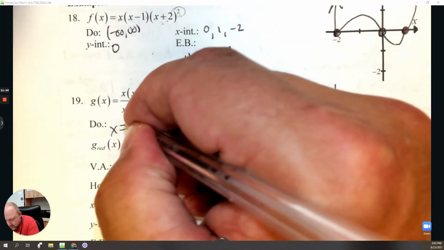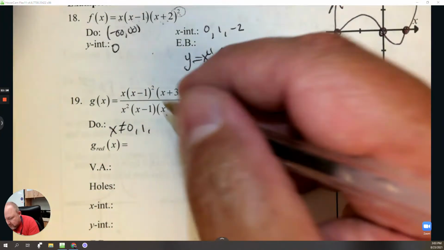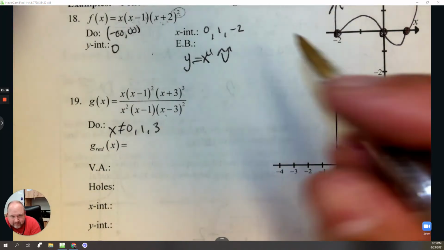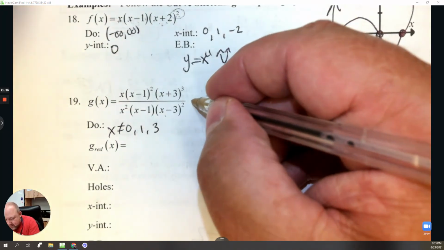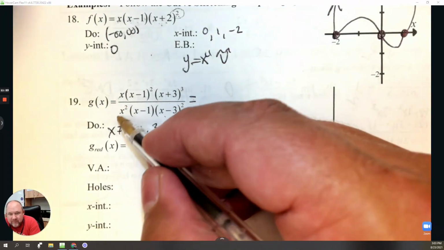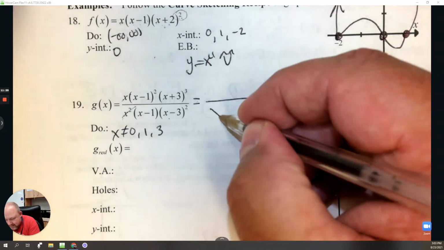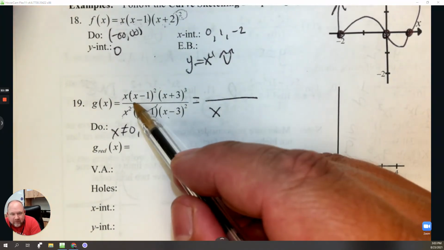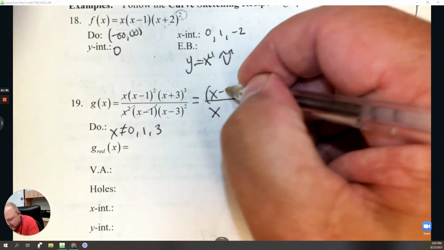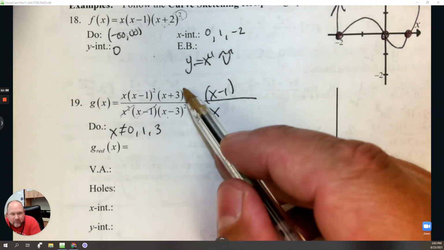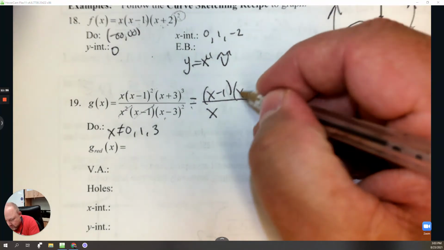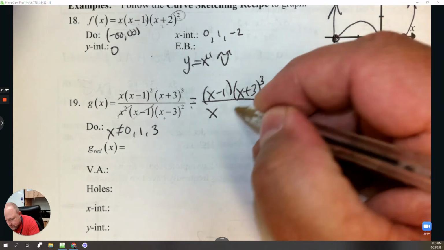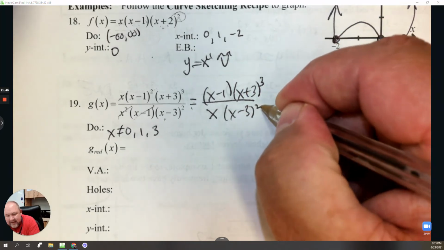So x cannot be 0, cannot be positive 1, and cannot be positive 3. If I reduce this down, I'm going to do it up here. x makes x squared just an x. x minus 1 squared, and x minus 1 makes that just x minus 1 on top. x plus 3 and x minus 3, they don't simplify at all. Two different factors. So now it's simplified.